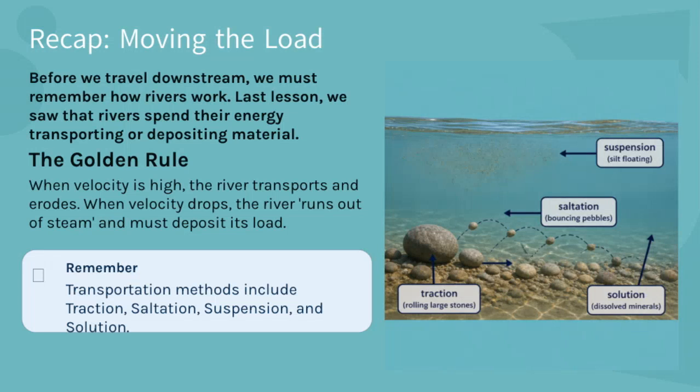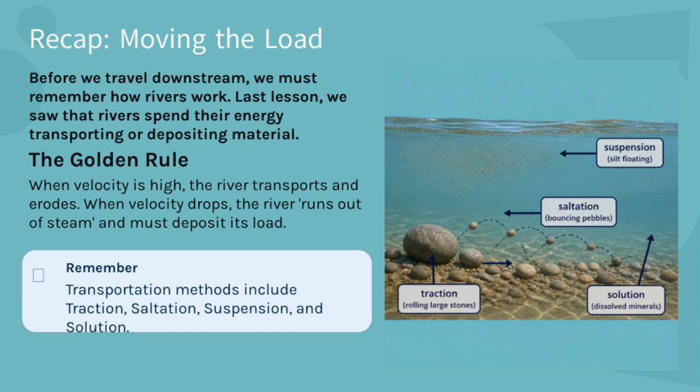Before we travel downstream, let's recap how rivers move material. In the last lesson, we looked at how rivers transport and deposit sediment. A river uses its energy to move material downstream. This material is called the river's load. The golden rule is, when velocity is high, the river can transport and erode. When velocity drops, the river loses energy and deposits its load.